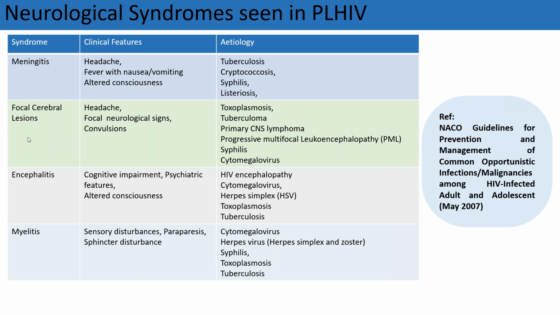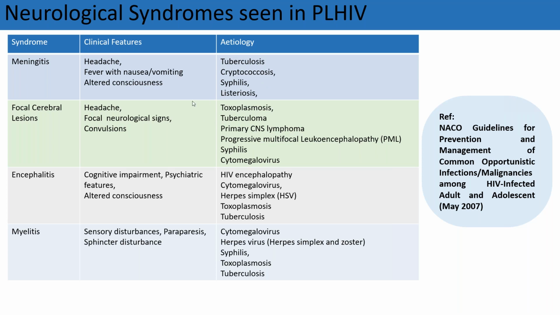Focal cerebral lesions can present with a focal cerebral syndrome comprising of headache, focal neurological signs like a monoparesis, and seizures. So if a patient has seizures and a headache and focal signs, you are more likely to think of focal lesions. The causes of focal lesions are toxoplasma, tuberculomas, primary CNS lymphomas, progressive multifocal leukoencephalopathy, syphilis, and CMV infections. So remember, here you're looking for a mass lesion. Here it is more of a meningeal involvement.